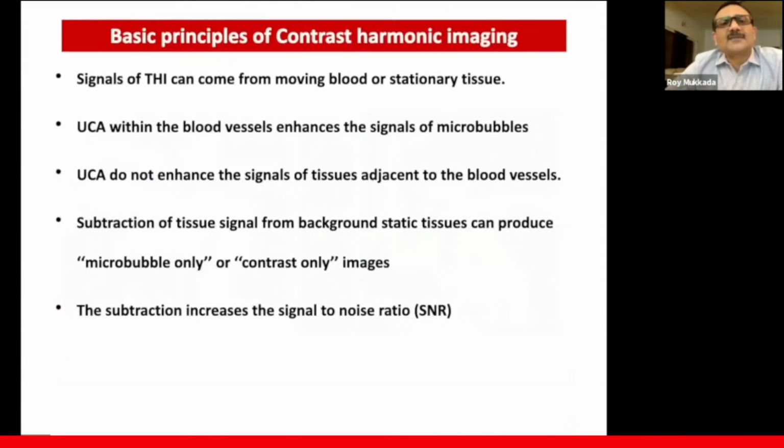So the signals of tissue harmonic imaging can come from moving blood or stationary tissue. The UCA, the ultrasound contrast agent within the blood vessel, enhances the signals of microbubbles. The UCA does not enhance the signals of tissue adjacent to the blood vessel. And the subtraction of tissue signal from the background static tissues can produce a microbubble-only or contrast-only image. That's important. The rest of the things are subtracted. And the subtraction increases the signal to noise ratio.